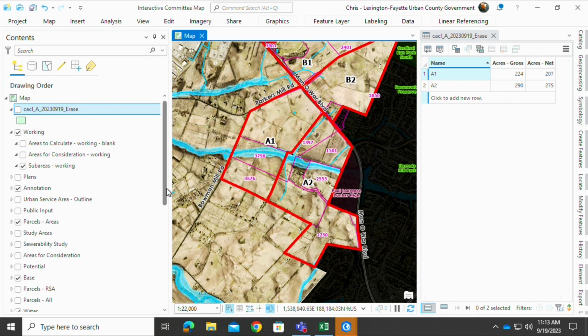Mr. Chair, while we're getting those calculations, I'd like us to get an update from Water Quality about this proposal. Thank you. Let's see if our pointer works on this map.